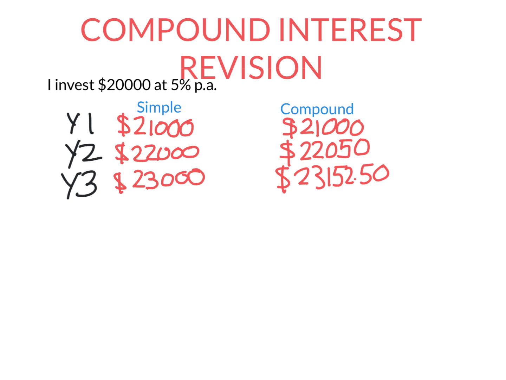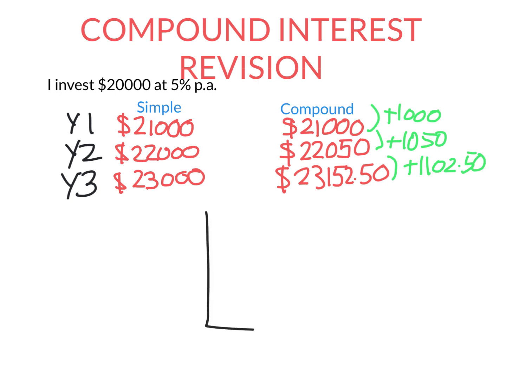For compound interest, it went up by 1,000 in the first year. It went up by 1,050 in the second year. And then in the third year, it actually went up by $1,102.50. So for compound interest, the amount you have increases at an increasing rate. These numbers are going up each year. So not only is your investment growing, but the amount by which it grows each year is also increasing.